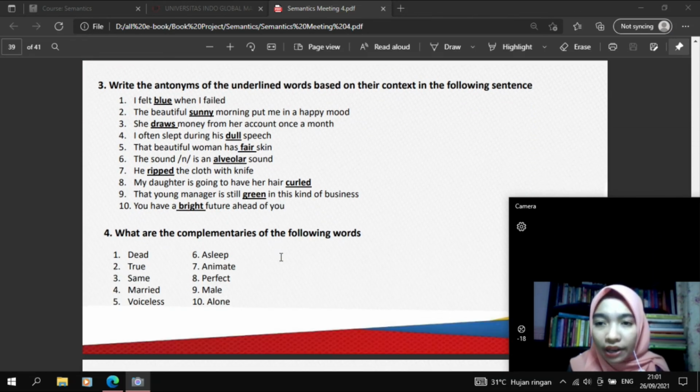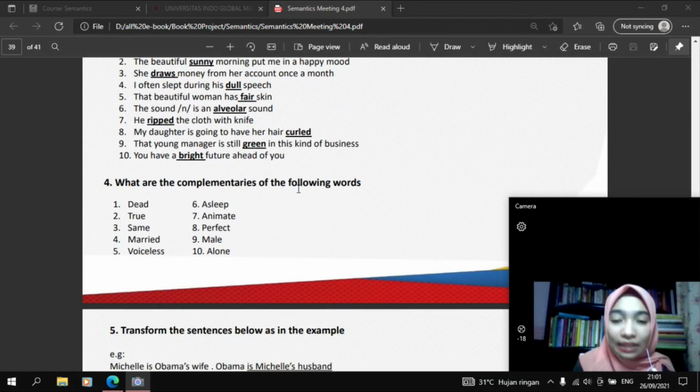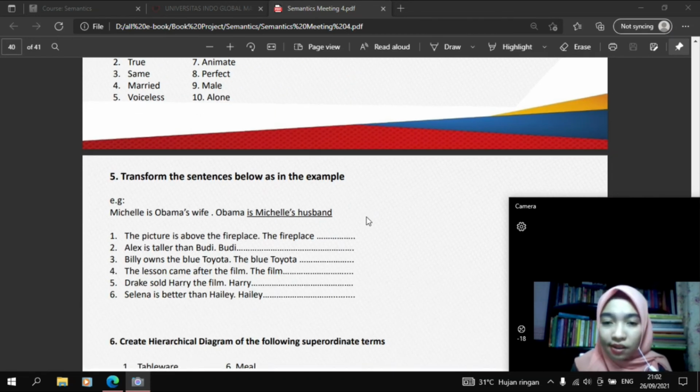Okay. Now let's move to number 3. Write the antonyms of the underlined words based on their context in the following sentences. Just write the antonym of the words. In this context, remember, they are the complementaries of the following words. Like I've explained to you before, there are kinds of antonym. Now find the antonym of these 10, but for the kind of antonym called complementaries. So that's very easy. For example, the complementary of alive is dead, right? True, false. Okay, so number 3 until 10 is your job.